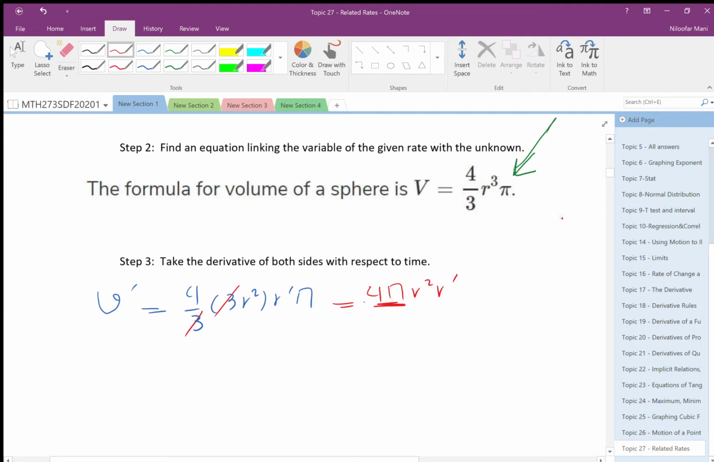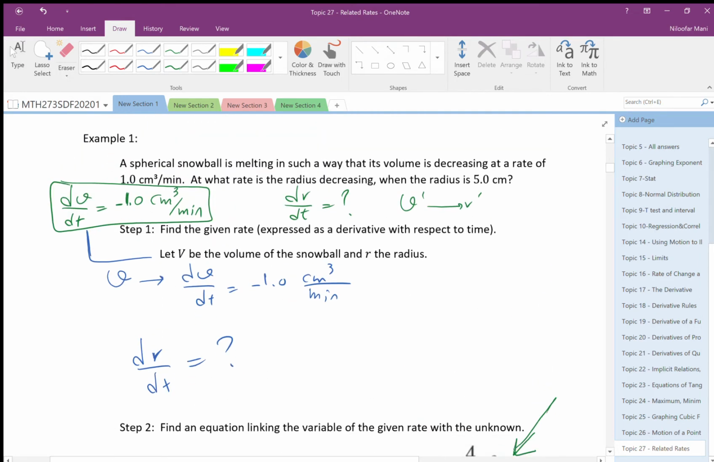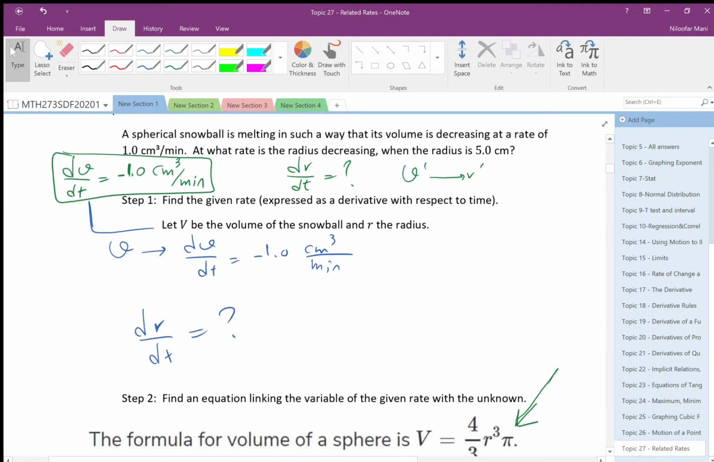This is just a constant number. This one I do have, and this one I'm finding. But how about r squared? I told you I need extra information. I go back to the question. It says when the radius is 5 centimeter. Here I have to be careful about units. Maybe one of them I give meter, one of them centimeter, one of them millimeter. I have to convert. Here doesn't matter. One of them is centimeter cubed per minute, and here is centimeter. It's okay. I don't need to do any change.